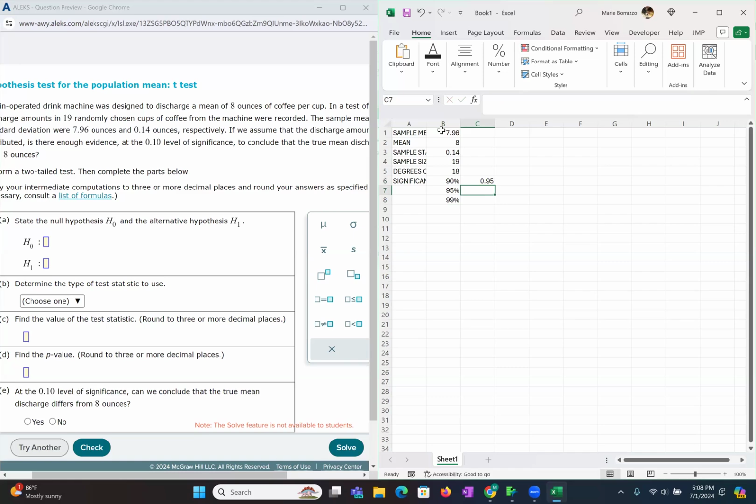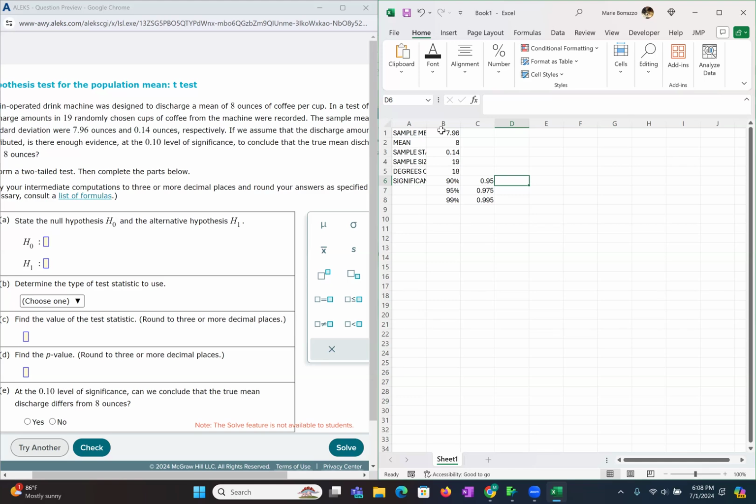This will be 97.5%. Actually, 0.975. And this will be 0.995. Okay, and this is going to be our critical value. So we're going to do this 3 times.